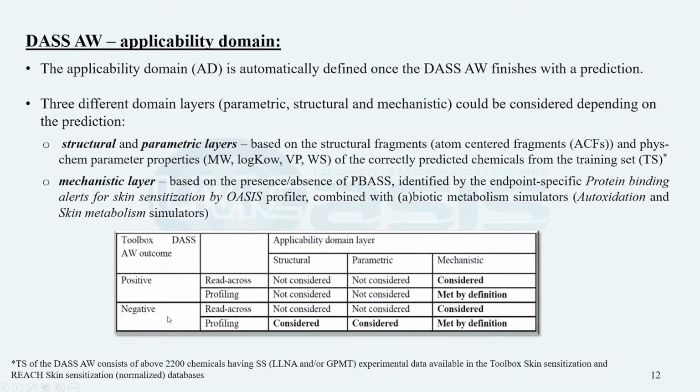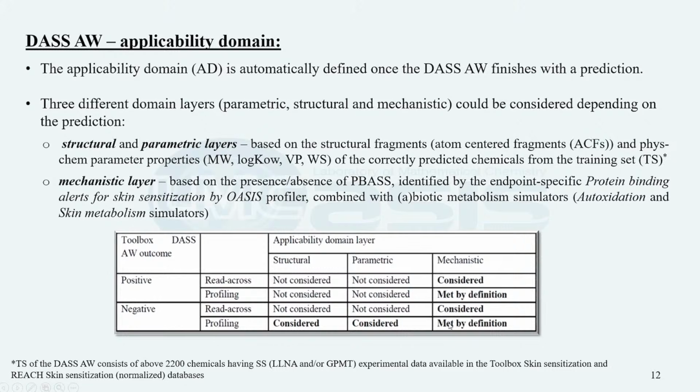For example, if you have a negative prediction as a result of read across, then only the mechanistic layer will be considered. However, if you have a negative outcome as a result of theoretical knowledge only, then this means that no analogs have been found and all of the 3 domain layers need to be considered.